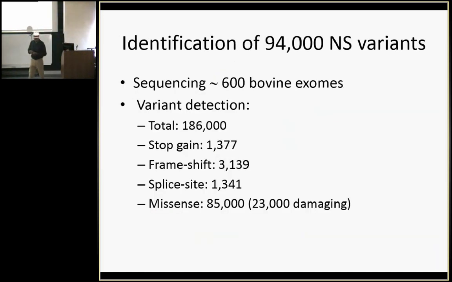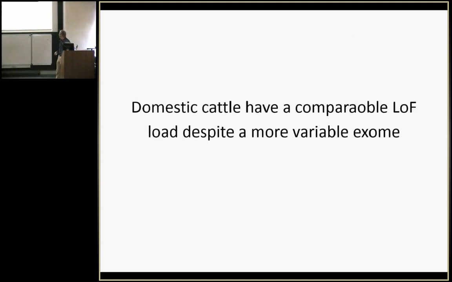And so we started to try to detect them using reverse genomics. We have a project where, for plenty of reasons, we sequence lots of animals. And here we looked at the exome of around 600 cows. Carole and her team detected within the exomes of these animals approximately 186,000 polymorphisms. And in those, there are 1,400 stop gains, 100 stop losses, 3,000 frameshifts, 1,300 splice sites, and 85,000 missense variants, of which around 23,000 would be predicted by SIFT or PolyPhen or both to be damaging.